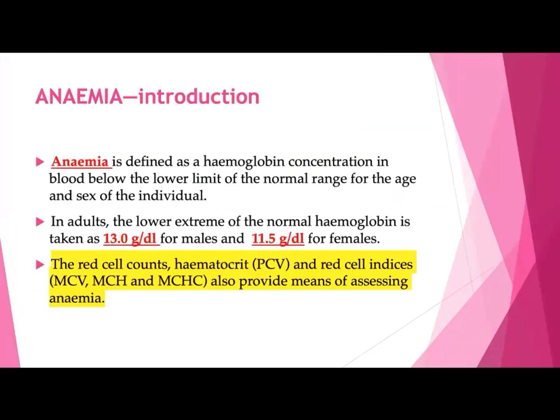Anemia is defined as the hemoglobin concentration in the blood below the lower limit of the normal range for the age and sex of each individual. As you know, males and females have different normal ranges. For male, it's 13 gram per deciliter, and for female, 11.5 gram per deciliter. The red cell count, hematocrit, and red cell indices provide an assessment for the type of anemia.